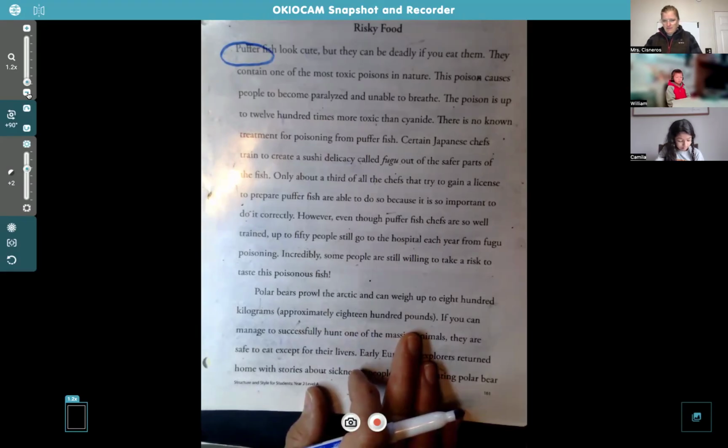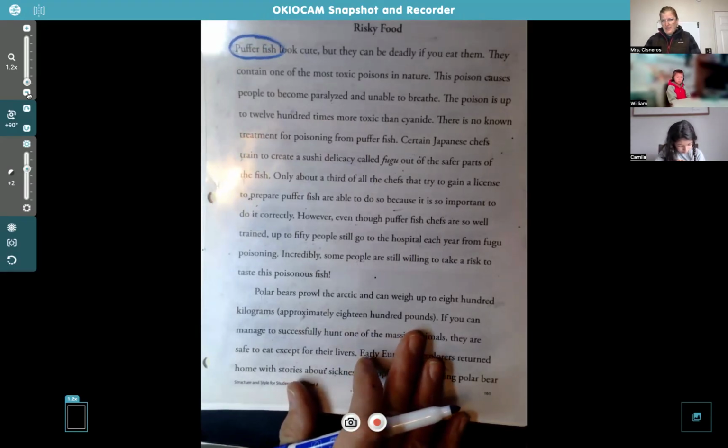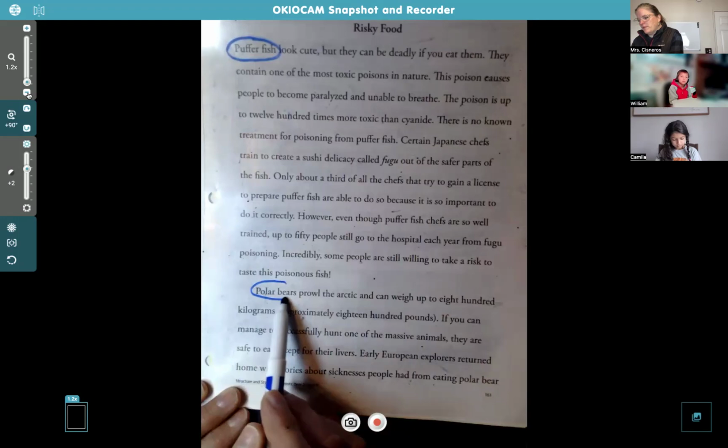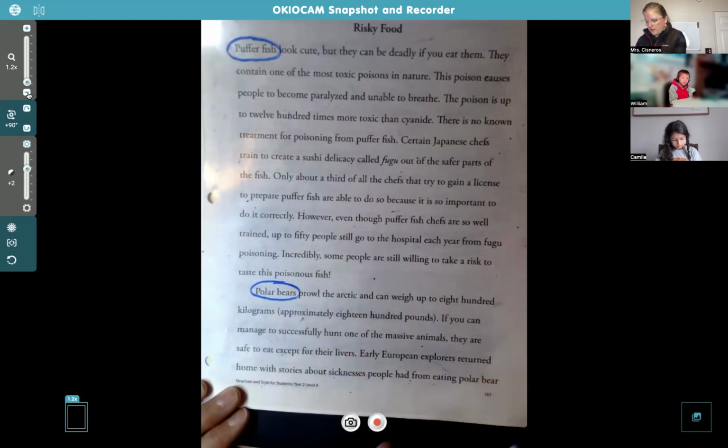And this is talking about animals that people eat. I don't think I'd want to eat a polar bear. Sometimes I have a hard time. They're so cute. I wouldn't want to eat them. Anyway, we're talking about polar bears. So let's go ahead and circle polar bears here.